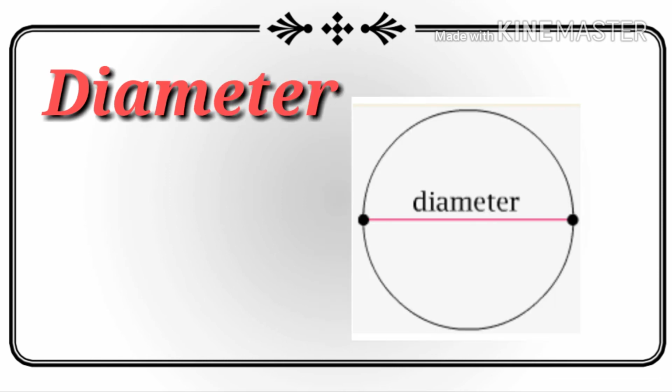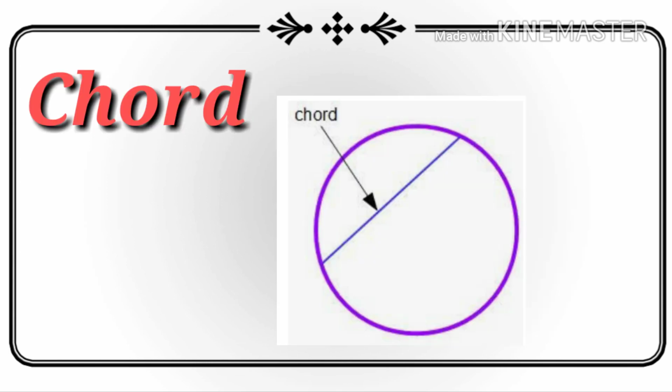Diameter. Diameter is the line which divides the circle into two equal parts. This line is called a diameter of the circle. The diameter 2 is a chord of the circle. Chord. Chord is the segment which does not touch the center of the circle. It connects any 2 points on the circle.